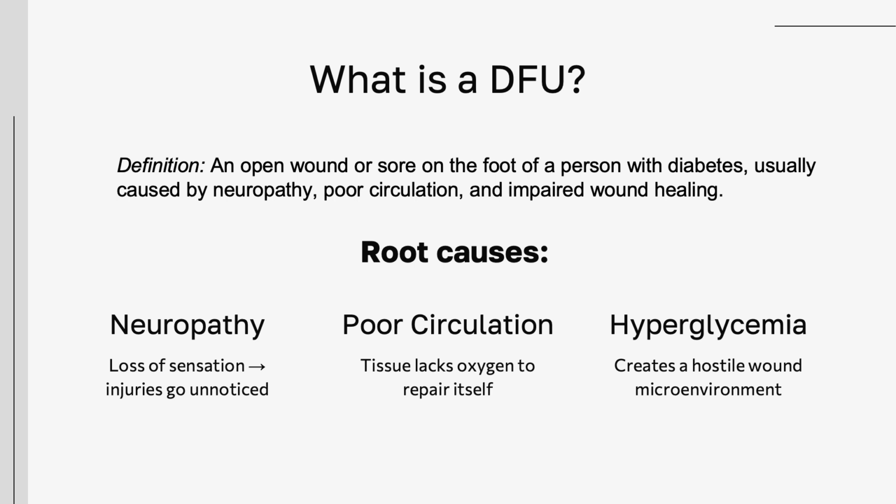The second is poor circulation. Diabetes damages blood vessels, so tissues in the foot don't get enough oxygen, and oxygen is essential for healing. Without it, even a minor wound can stall and become chronic. The third is hyperglycemia, high blood sugar. Elevated glucose creates a hostile environment in the wound itself, disrupting the normal healing process at a cellular level. So you have a wound that isn't well perfused, isn't healing, and is surrounded by an environment that makes recovery even harder.